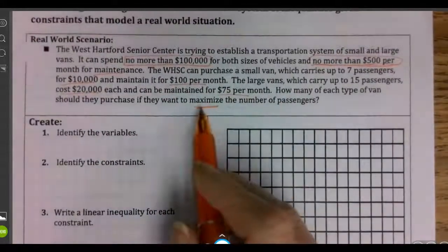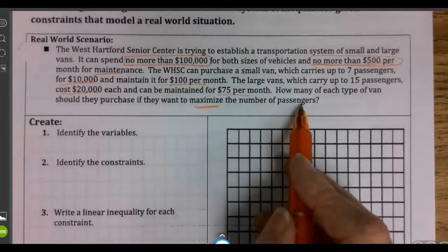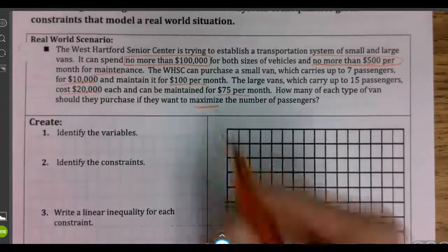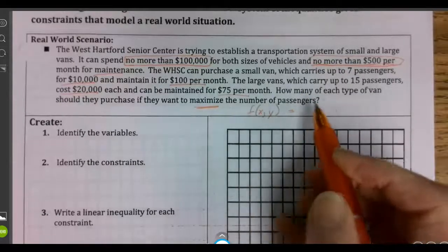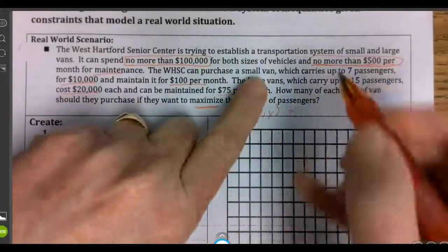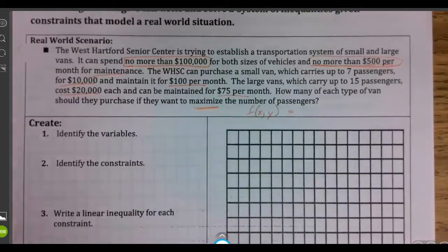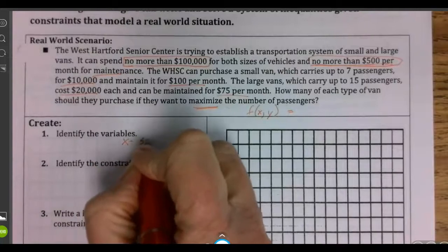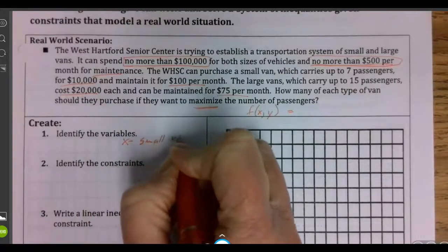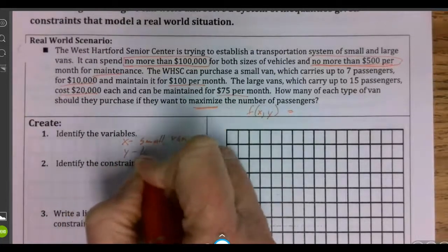So in this particular one, we're trying to maximize the number of passengers after we look at all the costs. So our function, and on some of them it's given and some of them it's not, is talking about the number of passengers. Let's identify the variables. We're going to have x be the small van. We're going to have y be the large van.